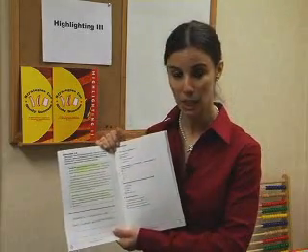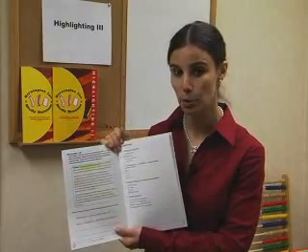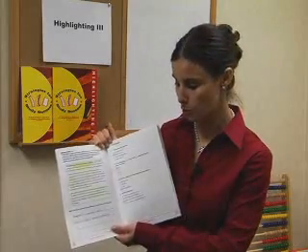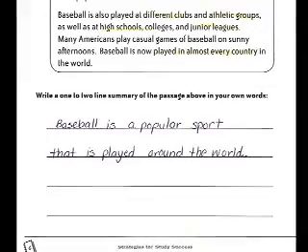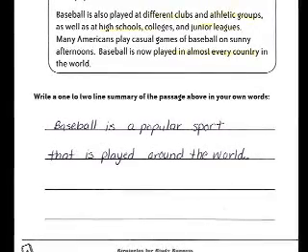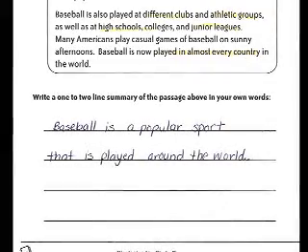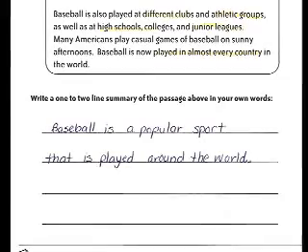The next step in highlighting 3, which is unique from highlighting 1 and highlighting 2, is that we introduce the concept of how to write a 1 to 2 line summary about the passage that we just read. Underneath the passage, the student is asked to write a 1 to 2 line summary of the passage in their own words. In this case, the student came up with the summary, "Baseball is a popular sport that is played around the world."